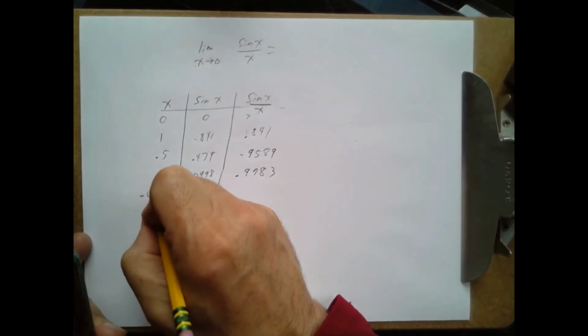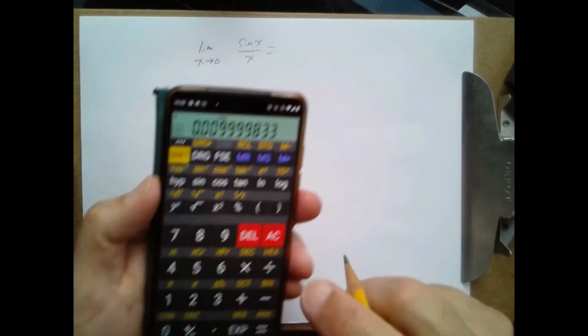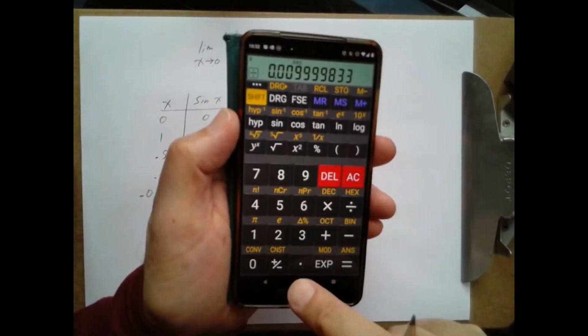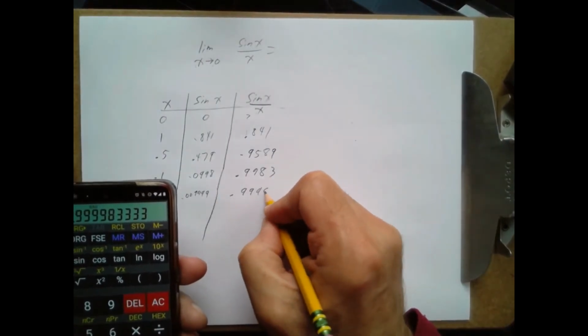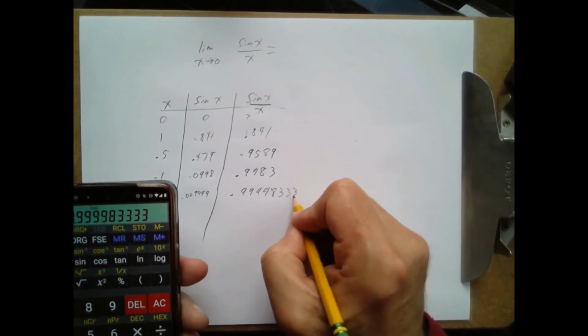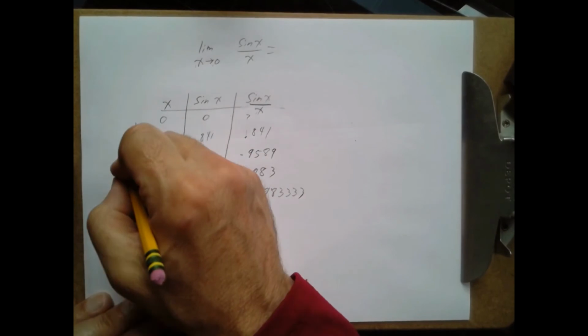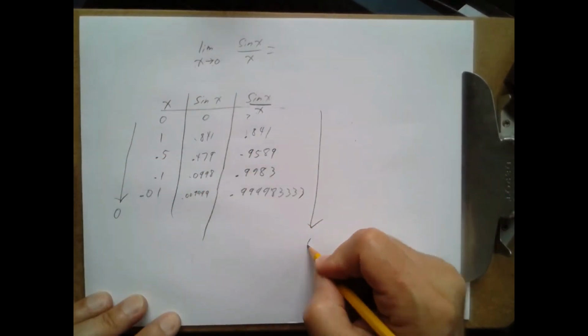And if I set x equal to 0.01, and I take its sine, and I divide that by 0.01, I get 0.999983333. So there's a pattern here. x is approaching 0, and sine x over x looks like it's approaching 1.